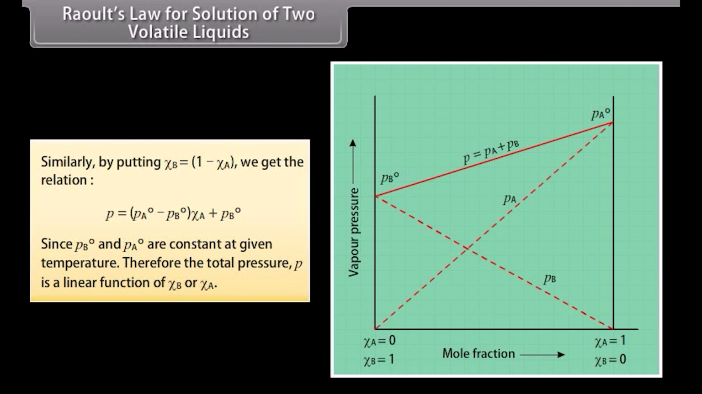Since PB° and PA° are constant at given temperature, therefore, the total pressure P is a linear function of XB or XA.